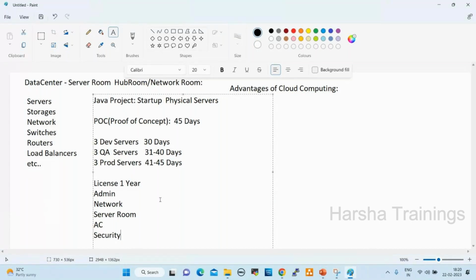If the POC is not approved, what will happen? This is a waste of money, right? Because this is a startup company, and this is the first project we are trying to get from the client. If you have any other projects, we can move the servers to another project, but this is the first project. So if the POC is rejected by the client, it is a waste of money. If the POC is approved, it is fine, you get the real project.